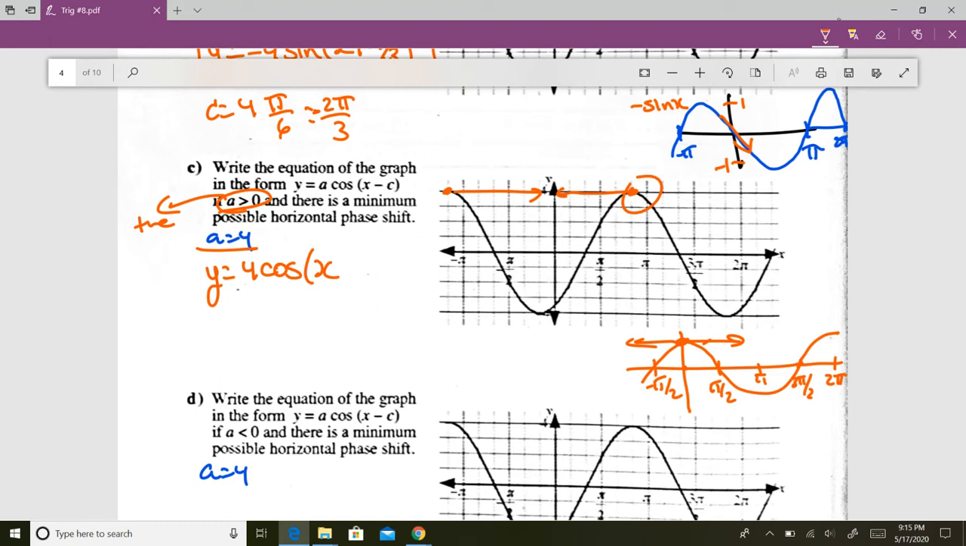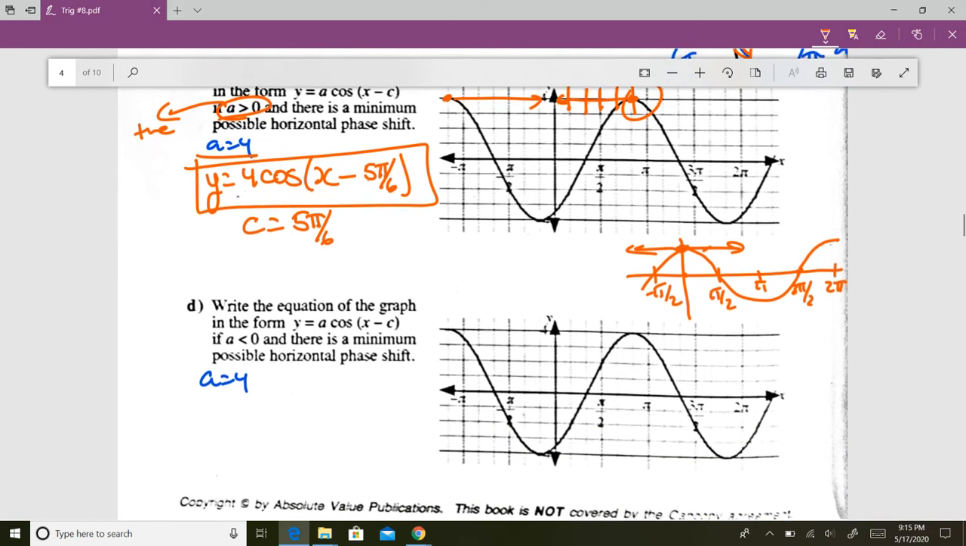Each line is worth pi over 6 because it's the same as the others. You just count the lines. 1, 2, 3, 4, 5. So the c value is 5 to the right, so it's positive, which becomes x minus 5 pi over 6. Okay.